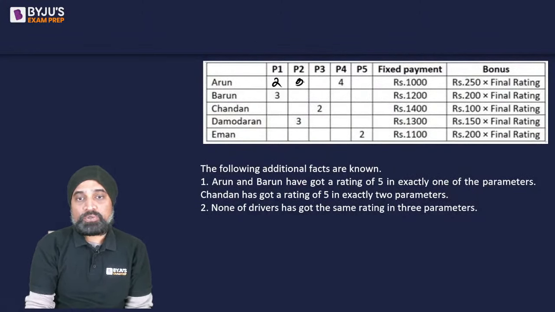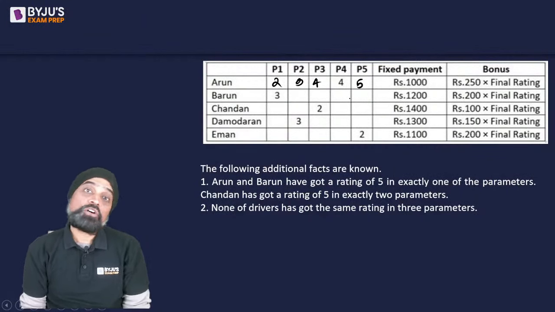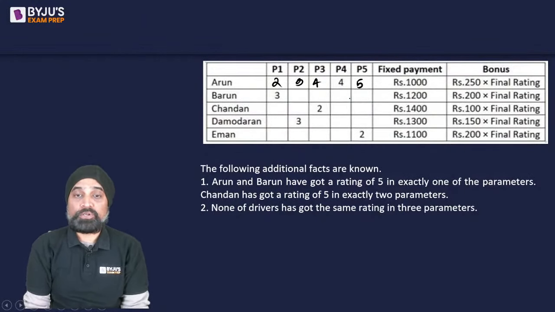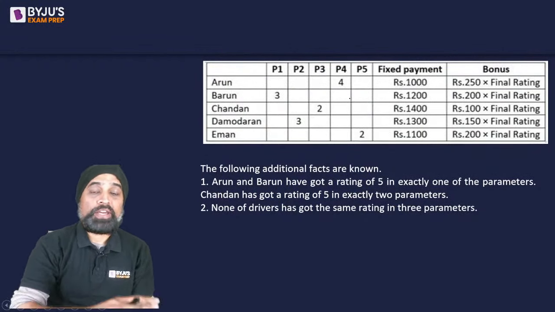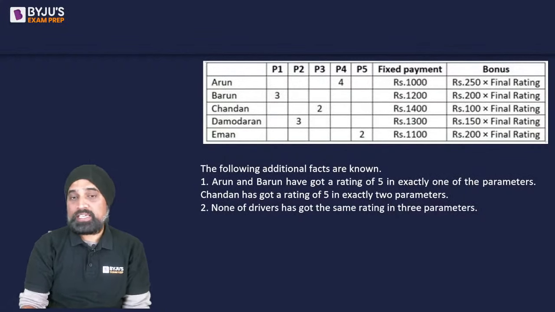If he gets 2, 3, 4, 4 and 5, is he eligible for bonus? Yes. Because he doesn't get a 1 and he gets at least one 5, he is eligible for bonus. Okay. So we have to understand how the numbers should be given. None of the cells are filled.